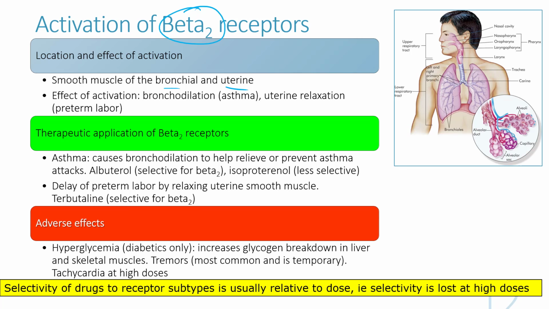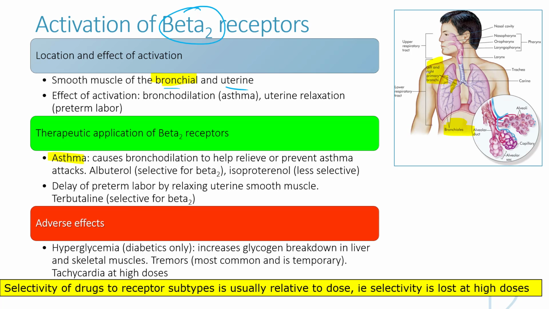All right, so you can see over here the bronchioles, they're all bronchioles over here, and they basically control the amount of air that actually gets in and out of the lungs, right? So again, the therapeutic application of beta 2 is in those situations where you need more air to get into the lungs, as in asthma. All right, so beta 2 receptor agonists are used for bronchodilation to help relieve or prevent asthma attacks.